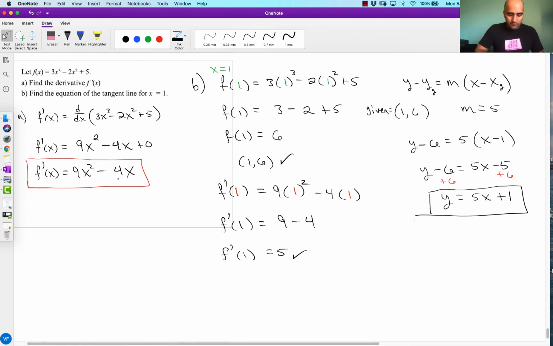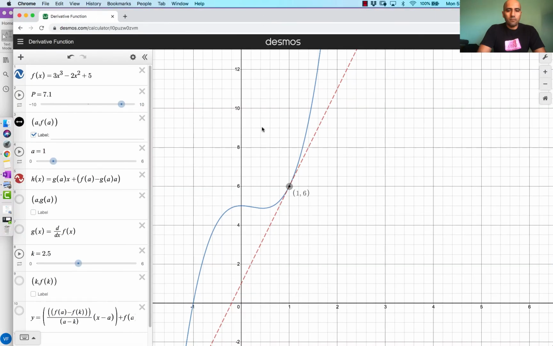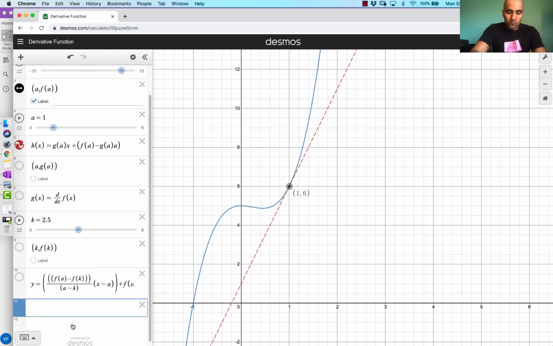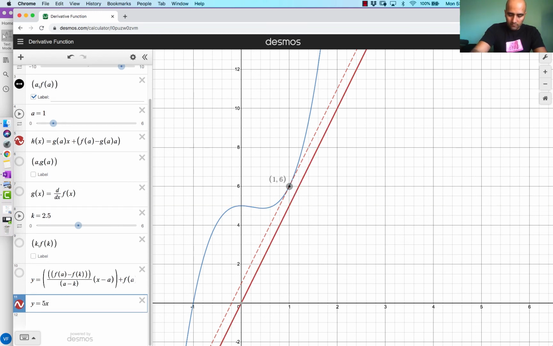Okay, so let's graph this. Okay, so here is our function in blue. Here's our original function. And then when x equals 1, we get the point (1, 6). And then we need to find the equation of this tangent. We found out that the slope was 5. And after we did a little bit of work, we found out that the equation of that red line is y equals 5x plus 1. There it is. Let me change the color.